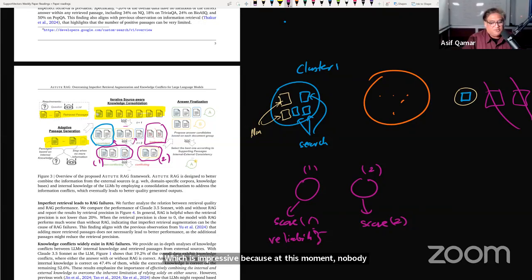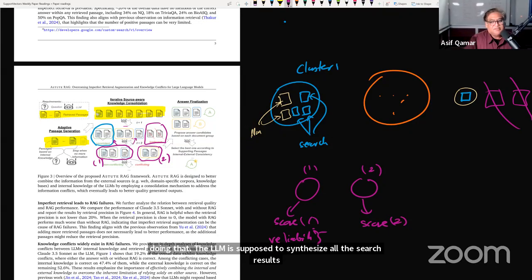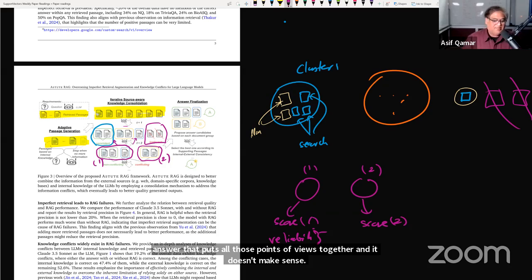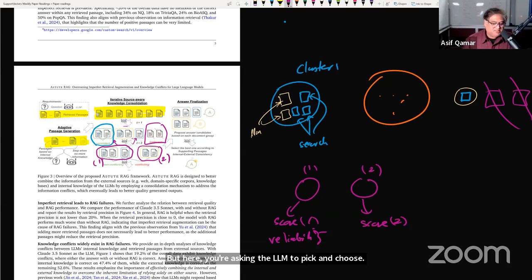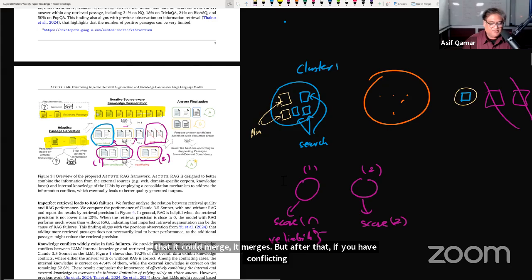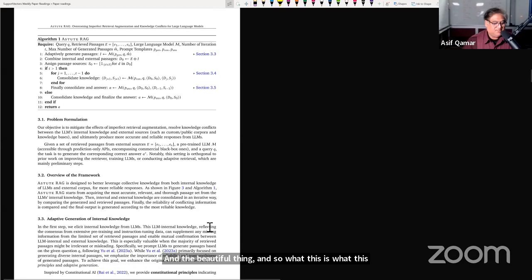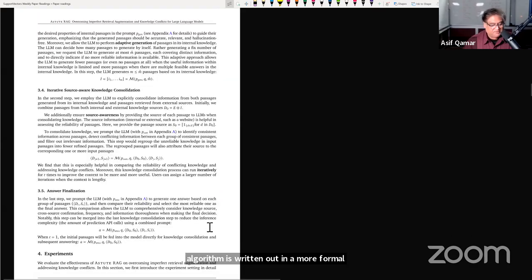The LLM is supposed to synthesize all the search results. So it scratches its head and then comes up with some polite, diplomatic answer that puts all those points of view together, and it doesn't make sense. But here, you're asking the LLM to pick and choose. Things that it could merge, it merges. But after that, if you have conflicting clusters of information, then it has to use a scoring mechanism to do that. And this algorithm is written out in a more formal algorithmic notation that you're familiar with from your algorithmic textbooks.